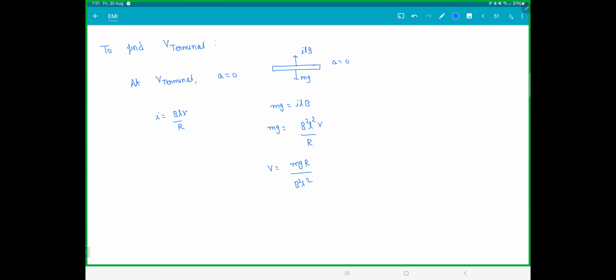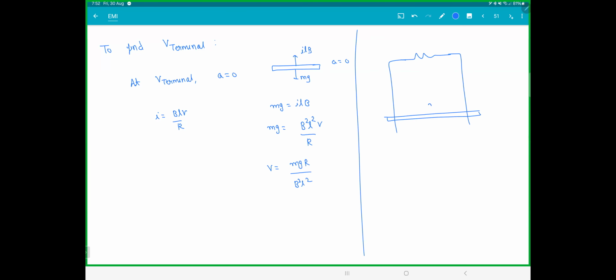Make sense? There is another way to do it. After reaching terminal velocity, resistor is there. This rod of mass M is falling with V, and this current I is flowing here. So, whatever energy you're losing in terms of gravity, power lost by gravity, speed is constant, so kinetic energy is not increasing, is nothing but heat produced in the resistor per second.